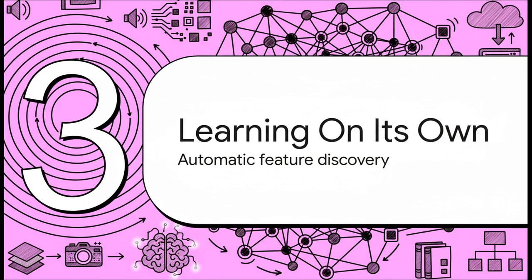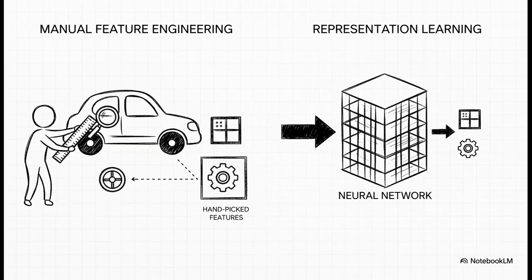But the next great leap in AI came from asking a really revolutionary question: what if the model could figure out the important features all by itself? This is the core idea behind deep learning. And this slide just illustrates that shift perfectly.